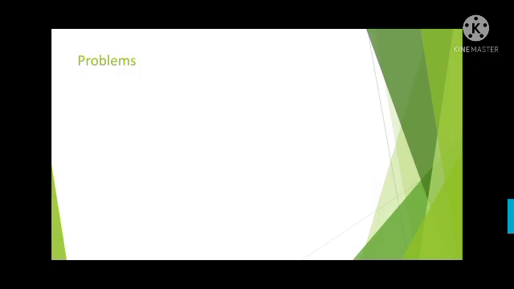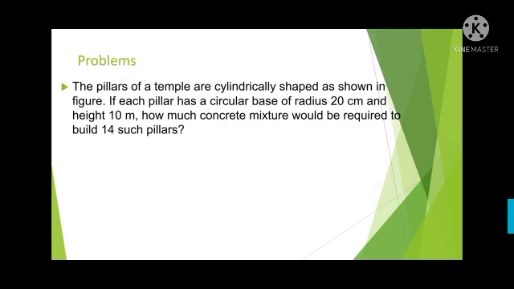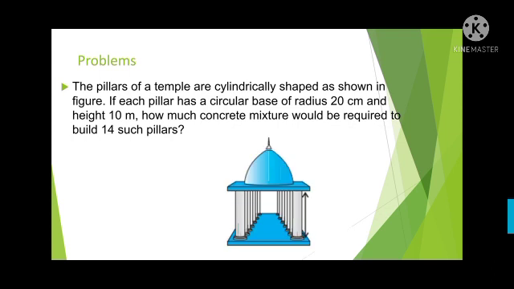Now we will move on to the problems. Let's read the problem carefully first. The pillars of a temple are cylindrically shaped as shown in figure. If each pillar has a circular base of radius 20 cm, so radius is given, and height 10 meter, how much concrete mixture would be required to build 14 such pillars? So this is a rough figure. So we know that radius is 20 cm, height is 10 meter.